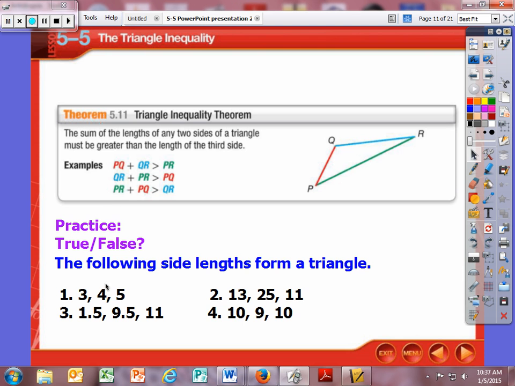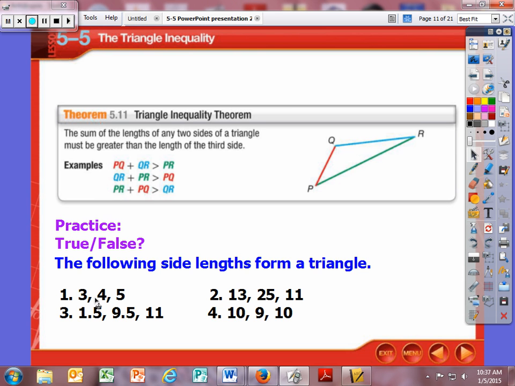Let's look at number 1. 3, 4, 5. Okay, can those be sides of a triangle? Well, let's check. Is 3 plus 4 greater than 5? Yes. Is 4 plus 5 greater than 3? Of course. And is 3 plus 5 greater than 4? Yes. Okay, so this is definitely a triangle.